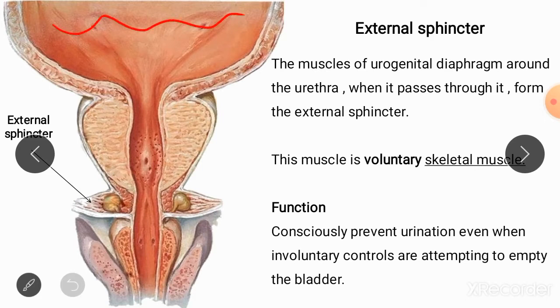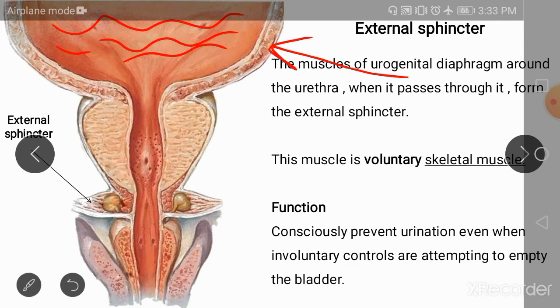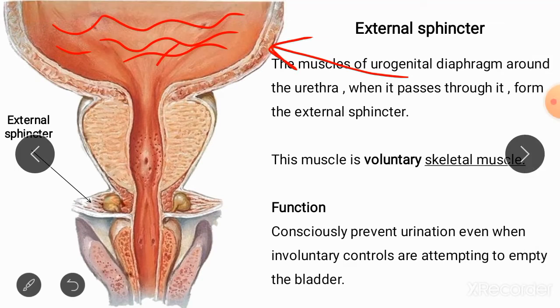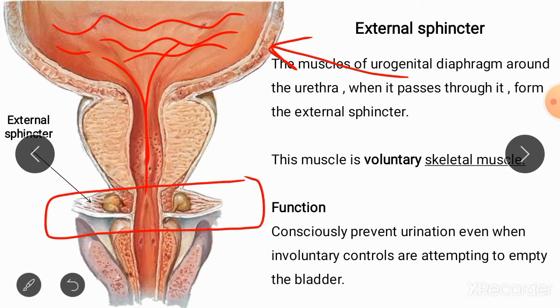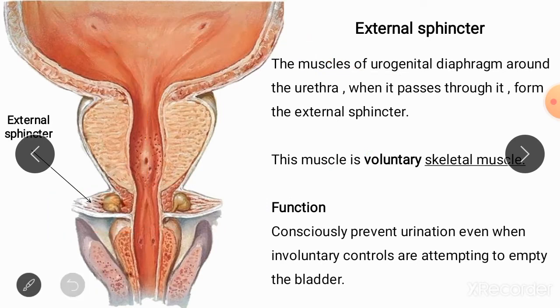Suppose your bladder is filled and there is a very strong urge to micturate, your bladder is contracting under the control of your autonomic nervous system, even your internal sphincter is being pushed open because of the contractions. But if you see that the environment is not appropriate, there is no washroom available, you can consciously constrict your external sphincter, and this will help you to retain your urine and not void it. And this is the main function of the external sphincter, that it can consciously prevent urination even when the urge to micturate is very high and your autonomic nervous system is trying to empty your bladder.